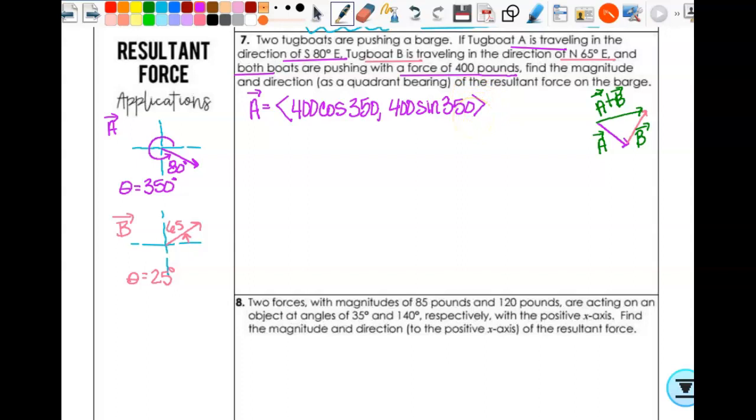Okay. Then I'm not typing anything in yet. We're going to do B. B is 400, because they have the same force, times the cosine of this 25, and then 400 times the sine of 25. So we're going to add these together. We added them together visually over there. We're going to add them together here, which means I'm going to add the two x components, I'm going to add the two y components, and we're going to store it on our calculators.